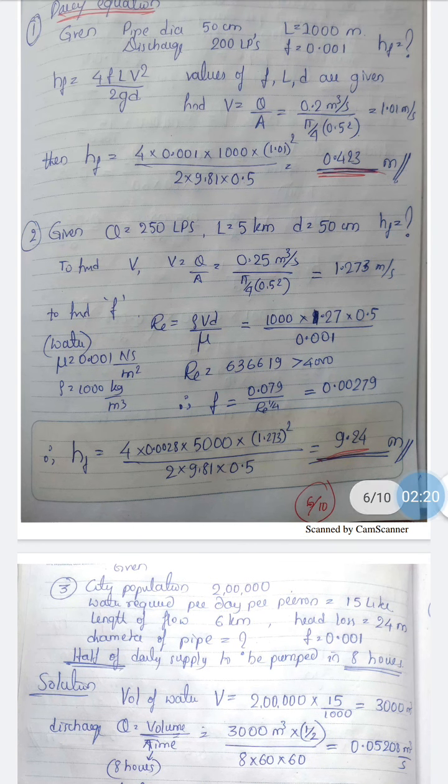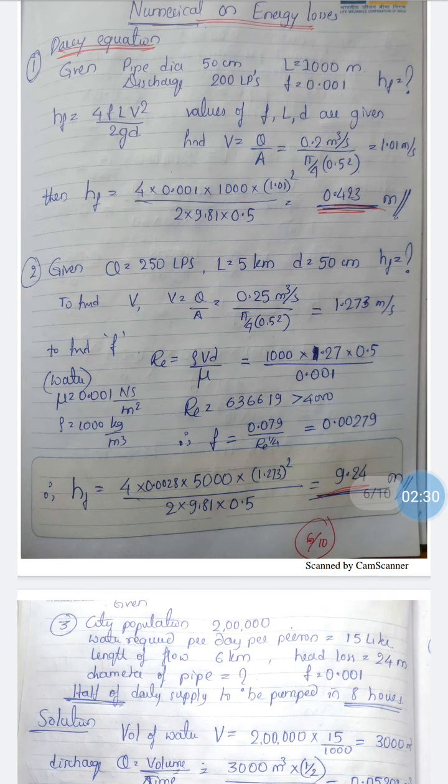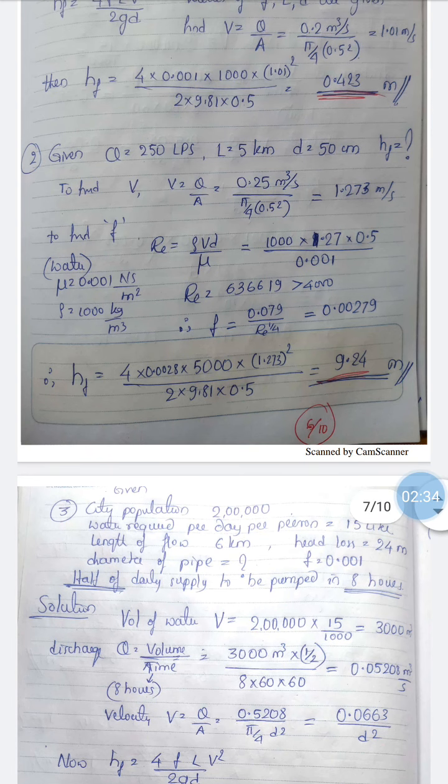If Reynolds number is less than 2000, you have to use 16 divided by Re as f. So once the value of f is known, again the problem becomes a straightforward one. One equation, one unknown. Substitute the values in 4fLV square by 2gD. You will get the loss as 9.24 meter.